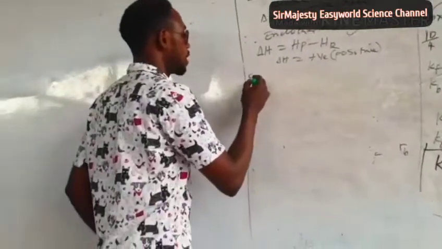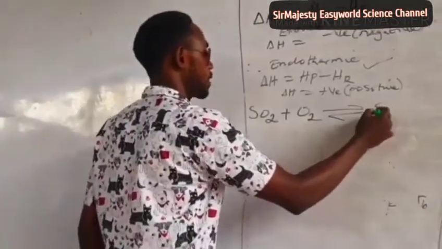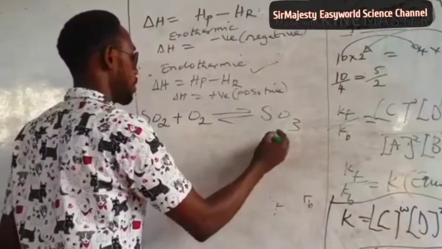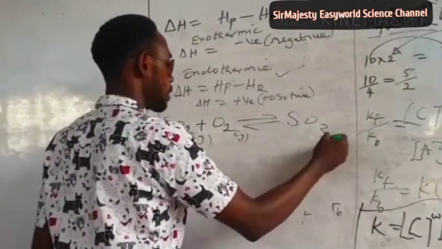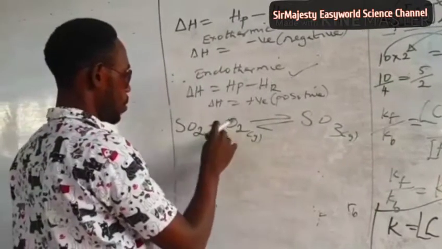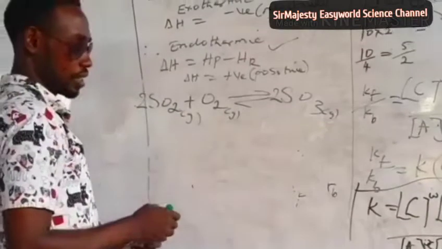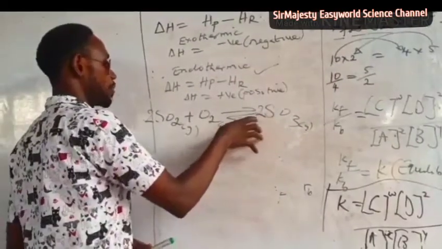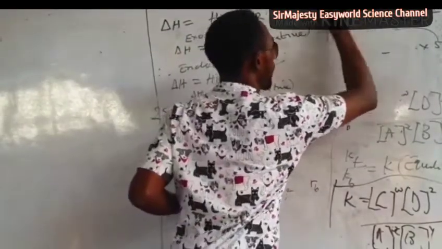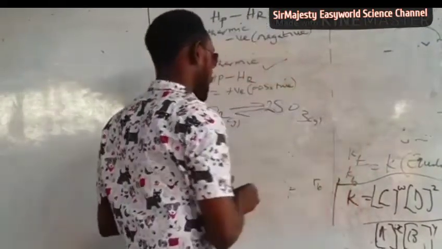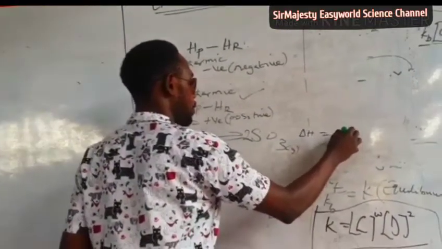In the contact process, the major equation is sulfur(IV) oxide is oxidized to sulfur(VI) oxide in the presence of vanadium(V) oxide, of course. Balance the equation. Remember, they are all gases. Okay, we need to put 2 here, and when 2 is here, 2 should be here. And this has balanced the equation. Remember, this is the major thing that happens during the contact process. Let us see what will happen if the temperature of this reaction is affected when it has attained equilibrium. The heat change is negative, class, it is obvious.